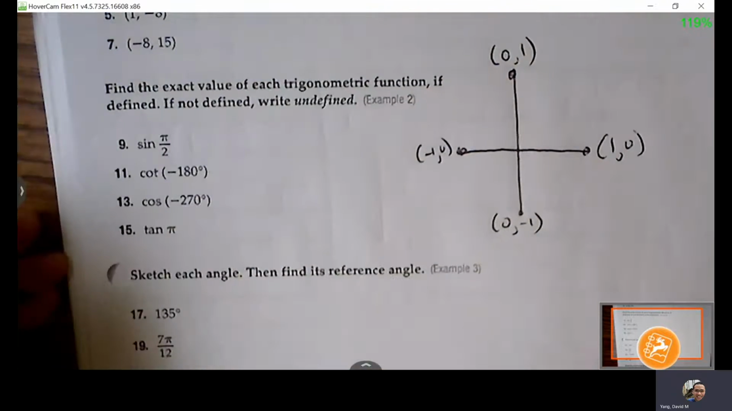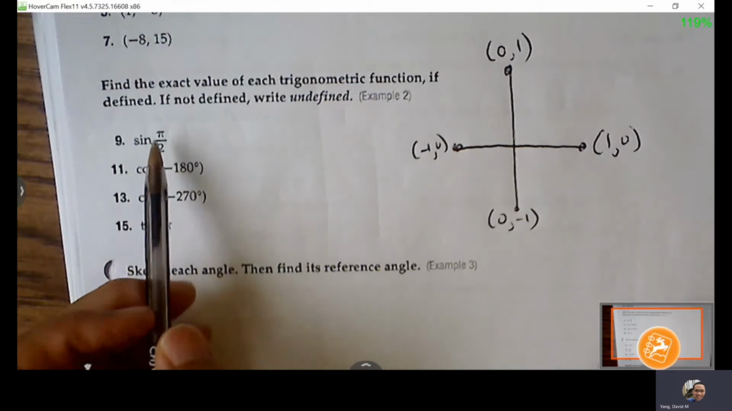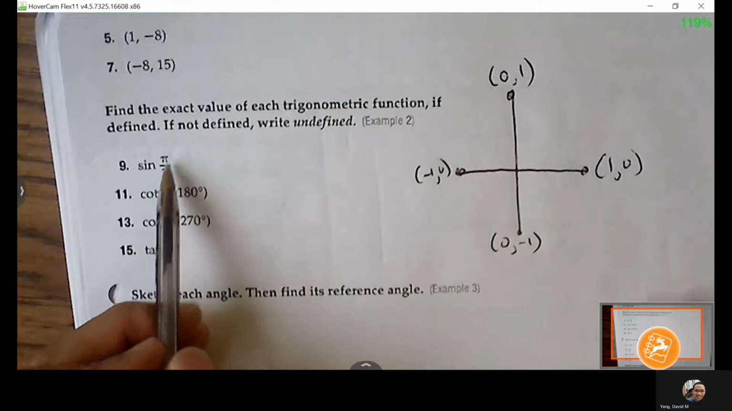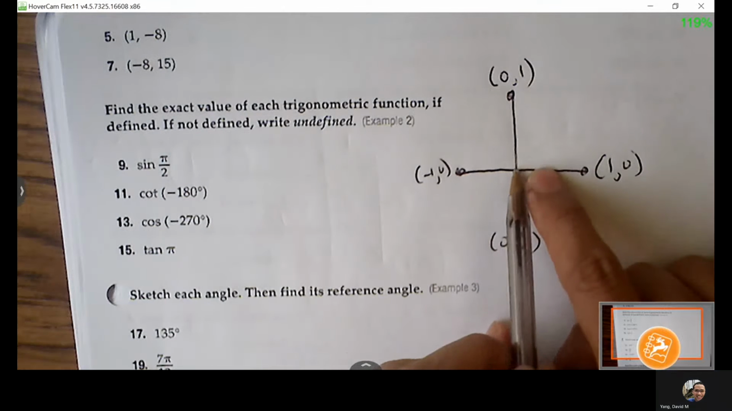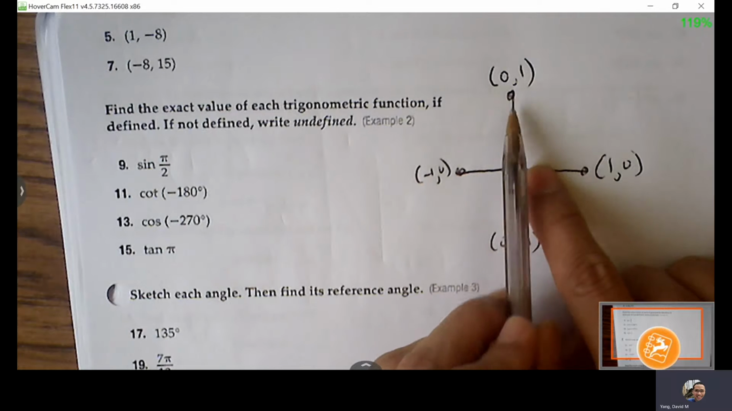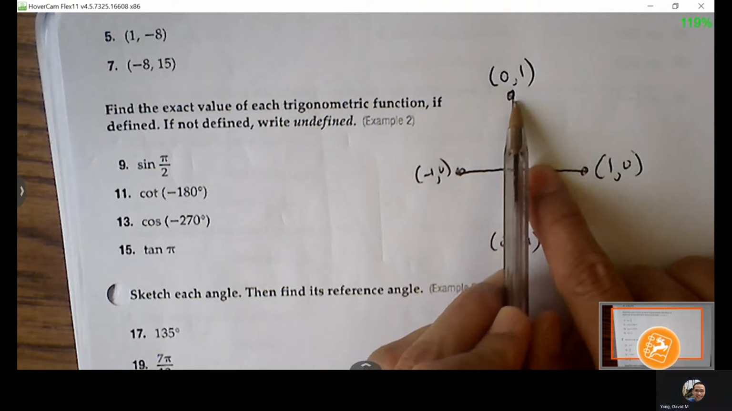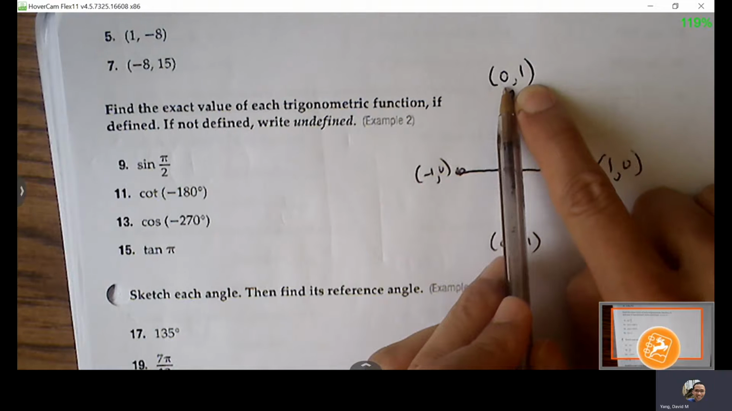So sine of pi over 2. Where's pi over 2? Positive y-axis, right? And which value do we choose for sine? Y value.